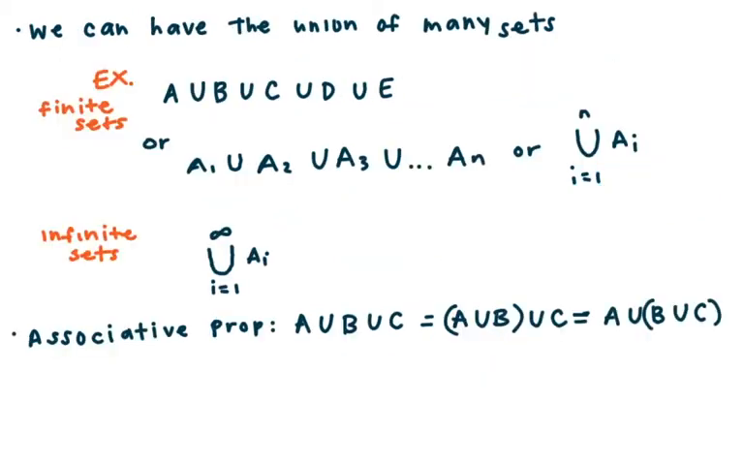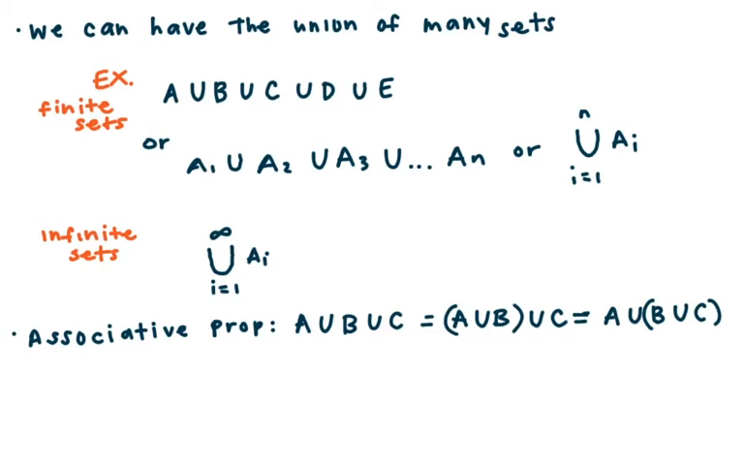Okay, so we can have the union of many sets. For example, if we're dealing with finite sets, it can be A union B union C union D union E, etc. Or we can look at it as A1 union A2 union A3 all the way to AN, with N being the number of events.